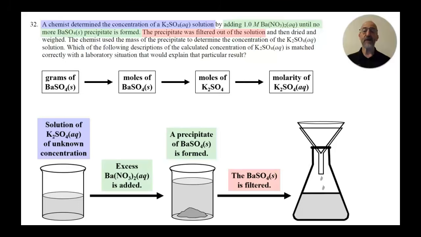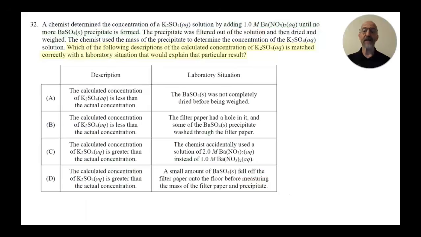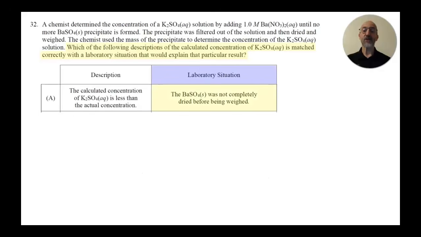So now as we consider the 4 laboratory situations in question 32, we can consider whether that laboratory situation would explain why the calculated concentration of potassium sulfate is either less than or greater than the actual concentration. Let's go ahead and start with choice A. In choice A, it says that the solid barium sulfate was not completely dried before being weighed. So what would that do to the mass of the solid barium sulfate? Well, if it's not completely dry, then the mass of barium sulfate would be too high.